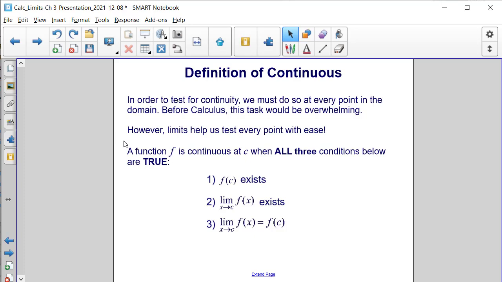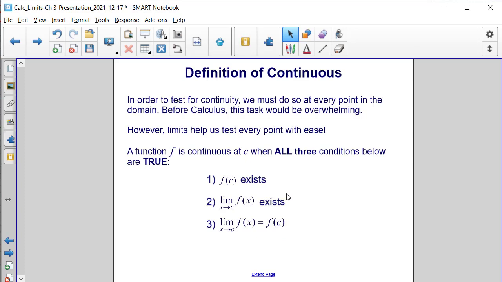A function f is continuous at a point c when all three conditions below are true. First condition, the function value at c exists, or f of c exists. Number two, the limit of f of x as x approaches c exists. And number three, the limit of f of x as x approaches c is equal to the function value at c, or f of c.